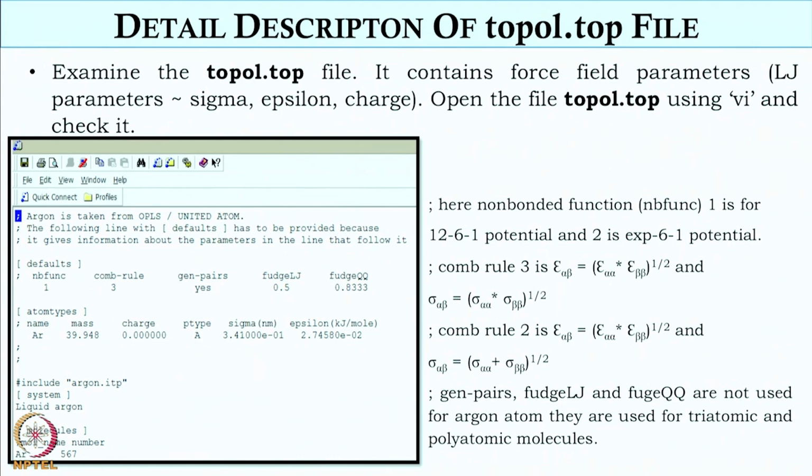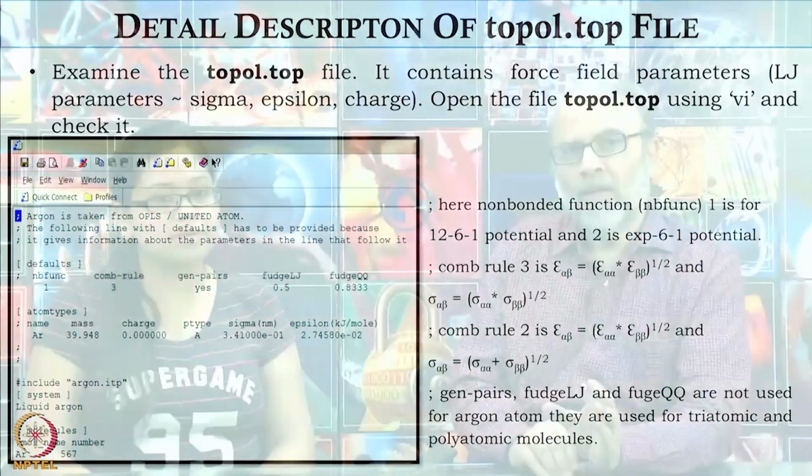So when you say include argon.itp, in which directory will that be? Argon.itp? It will be in the same working directory. Yeah, it has to be in the argon directory. And then we'll have molecules, where we have to define the residue name of the molecule and the total number of molecules or atoms being simulated, which are already chosen for a 30 angstrom or a 3 nanometer box length. Yeah, that is 567.